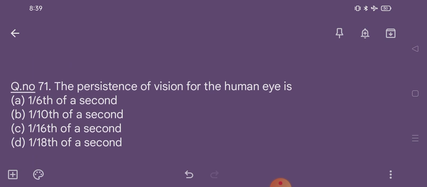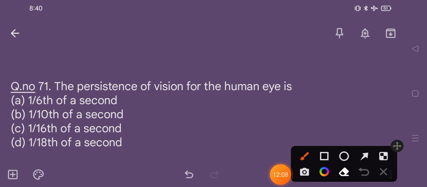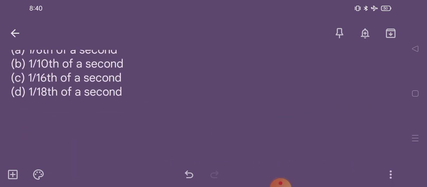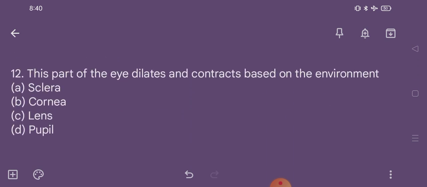Question number 71. The persistence of vision for the human eye is: option A 1/6th of a second, option B is 1/10th of a second, option C is 1/16th of a second, and option D is 1/18th of a second. The correct option is option C, 1/16th of a second.